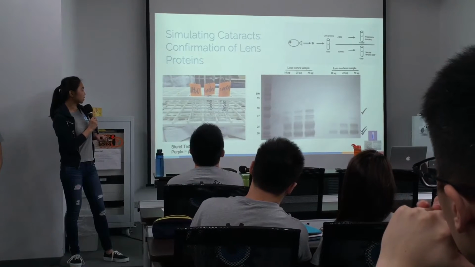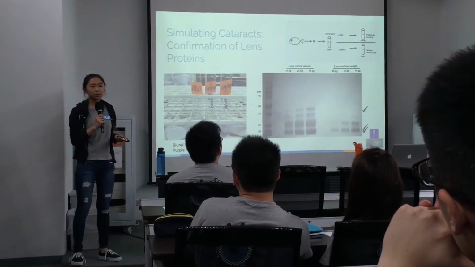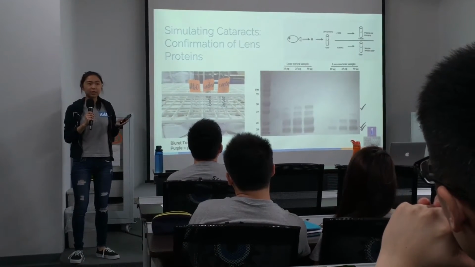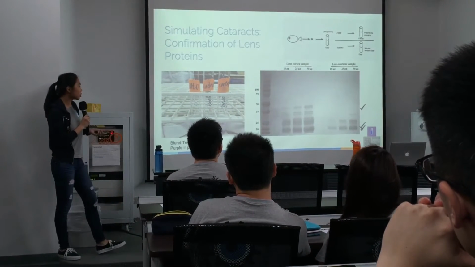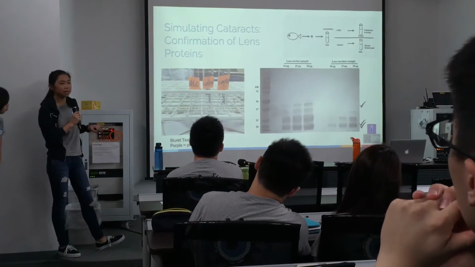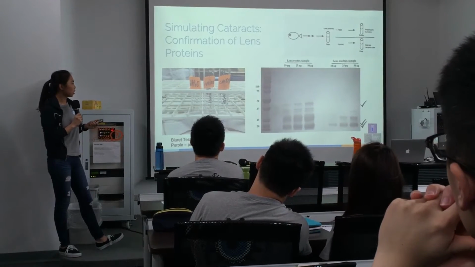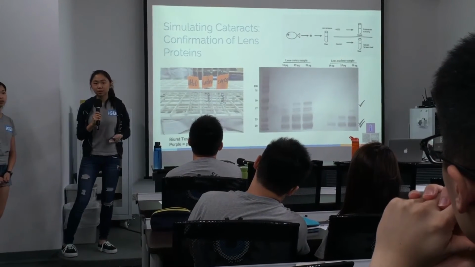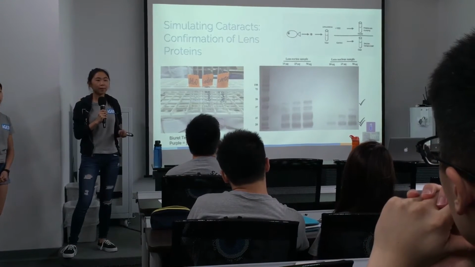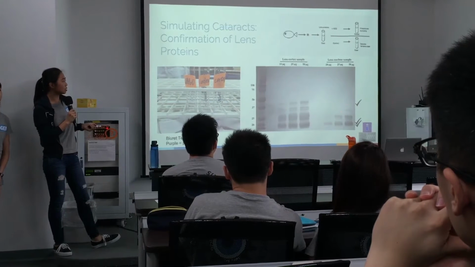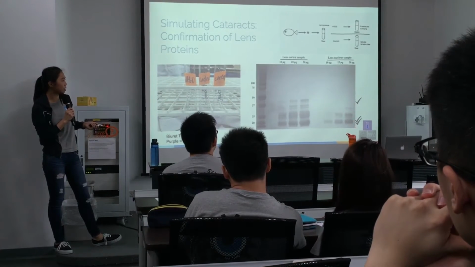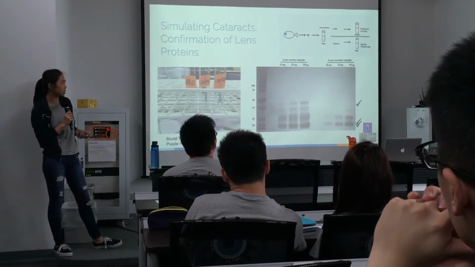We then ran a protein gel. The purpose of running a protein gel is to separate different proteins by their molecular size. The smaller the protein is, the further it runs down the gel. The three most abundant proteins that we're looking for are alpha, beta, and gamma crystallin. So we matched the size of the protein with the location of the band, and we did find alpha, beta, and gamma crystallin.